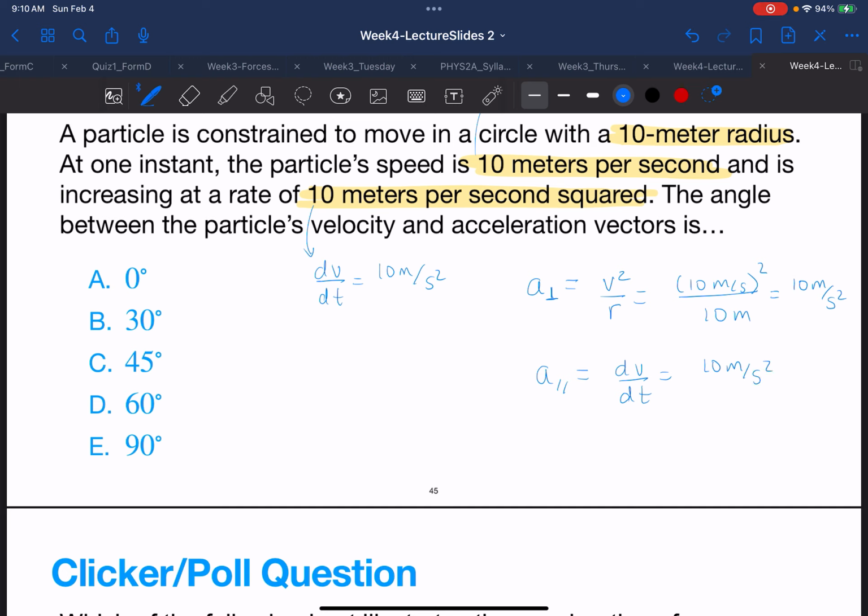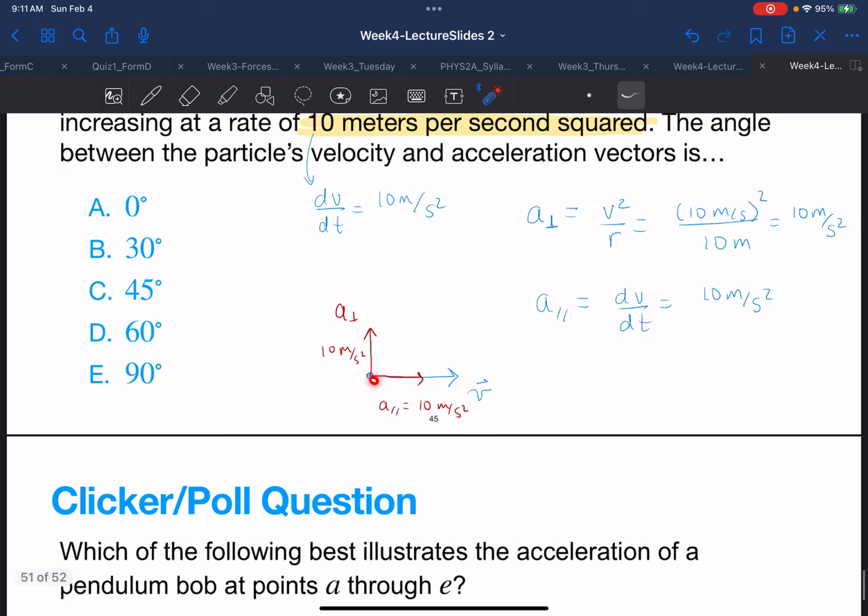So let's say the object happens to be traveling in this direction, so v at some instant is in this direction. Well, then we just found that a perpendicular has a magnitude of 10 meters per second squared, and a parallel also has a magnitude of 10 meters per second squared. Let's put units on both of these: meters per second squared. So if we have a vector that's the sum of a parallel and a perpendicular, we need to figure out what angle this is.